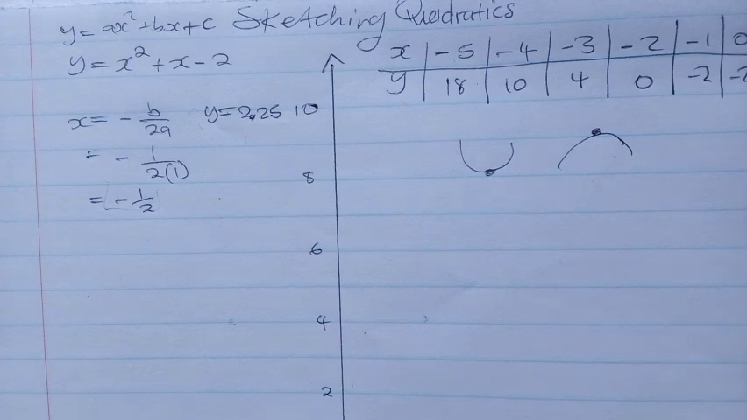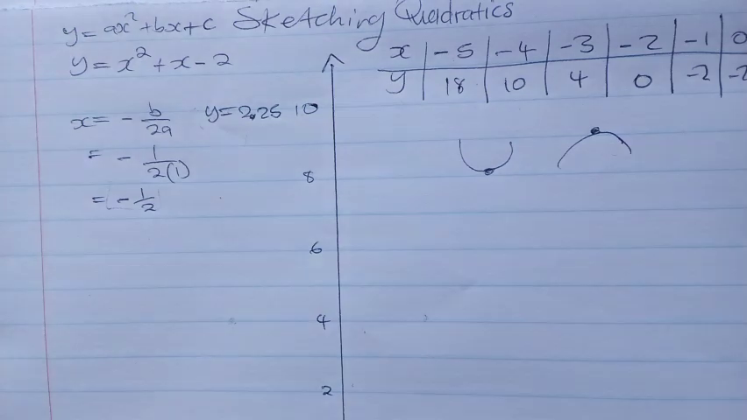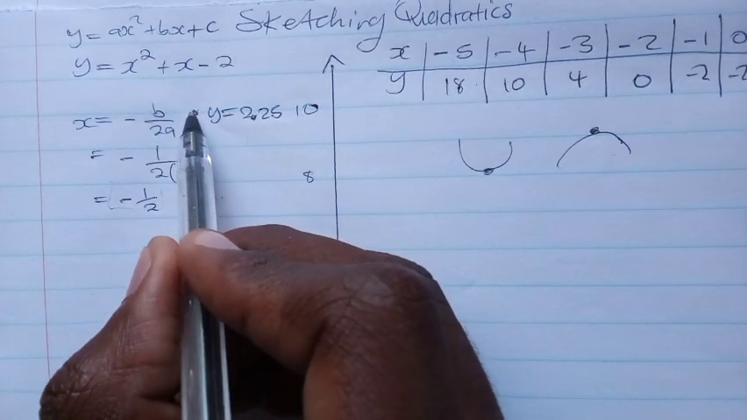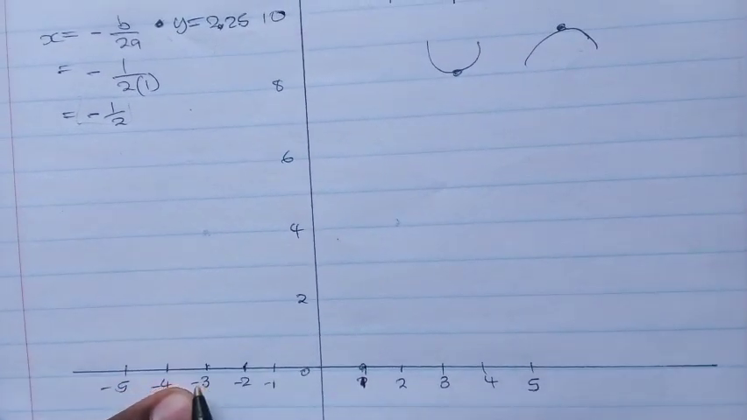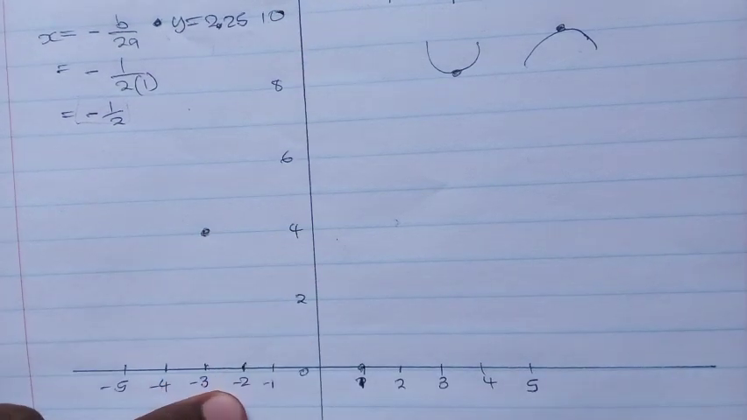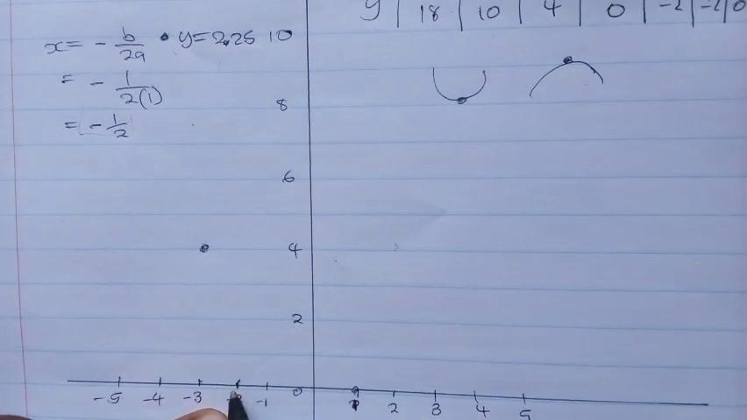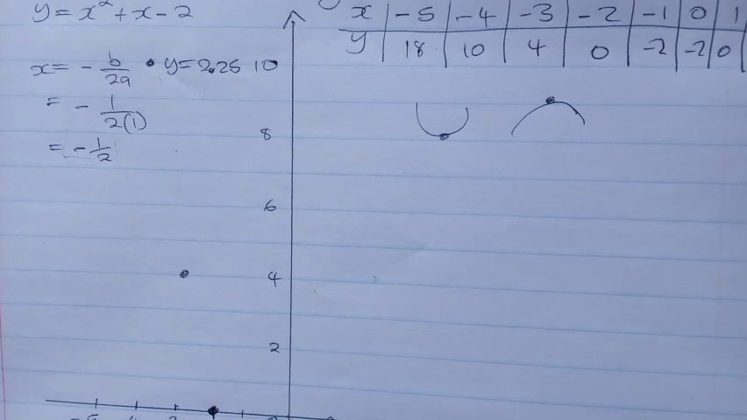We just plot the points from looking at our table of values. We had -4 being somewhere around here, where our 10 was. You'll forgive me for the messy working. Then -3 was somewhere here, and -2 is here at the 0 mark. -1 is here, and then 0 is -2 here, and then 1 here.